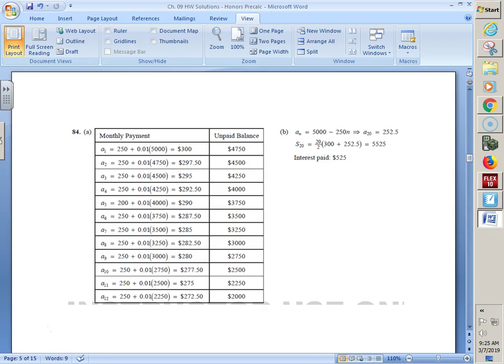So you guys should be able to double check. Do your numbers match up with what they're showing here? First month you paid 300, second month, now careful, yours is A sub 0, A sub 1, A sub 2. But 297.50, 295, 292, 290, 287.50, etc.